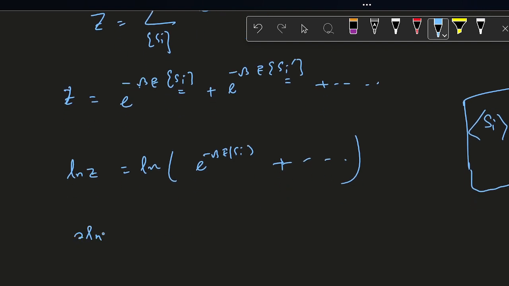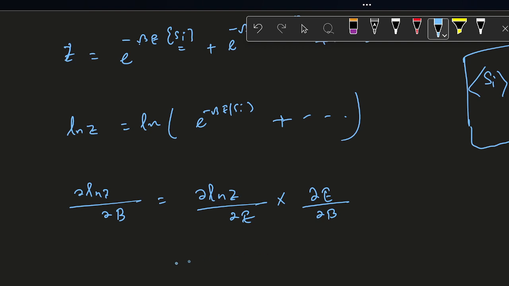So when you again take del ln z by del b, this is basically nothing but del ln z by del E, where E is your Hamiltonian, into del E by del b. So we can adjust it like that. So the first derivative will be taken on this whole term.